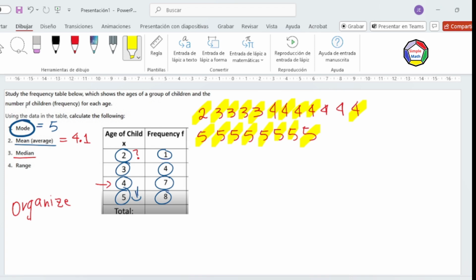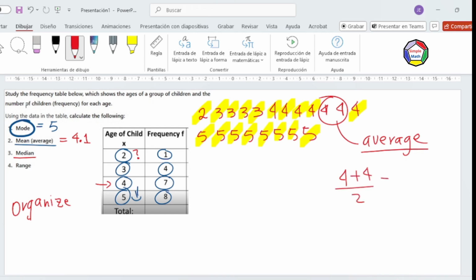When this happens to you, that you have 2 numbers left in the center, as you see, what we have to do is a little average between those 2 numbers. So we calculate the mean: 4 plus 4 divided by 2 is equal to 4. So that means the median in this case is the number 4.